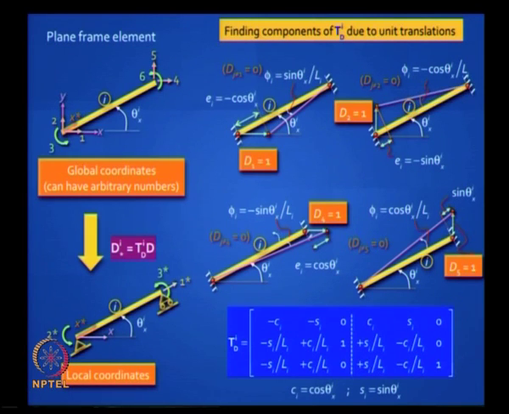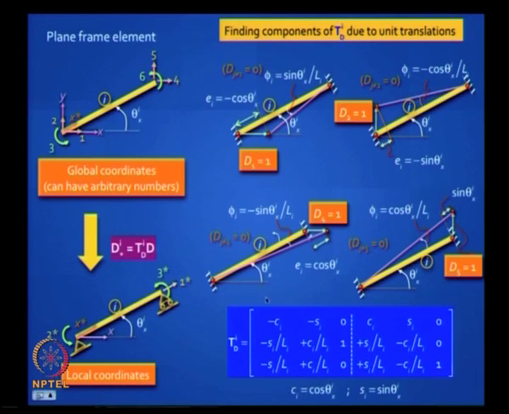So let us just look at this. Let us look at the first one. This first column in your TD matrix corresponds to D1 equal to 1 in your structure. So if you have D1 equal to 1, you need to look at this picture. If you apply D1 equal to 1, that element undergoes a contraction of cos theta. So it has got a minus sign, that is why we wrote minus Ci. C stands for cos theta.